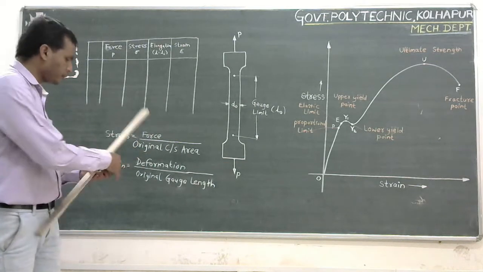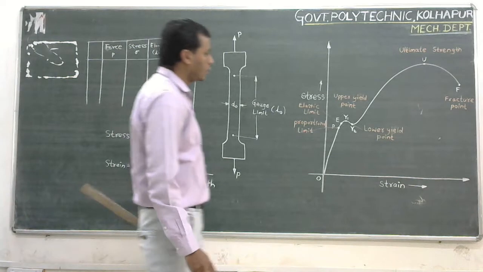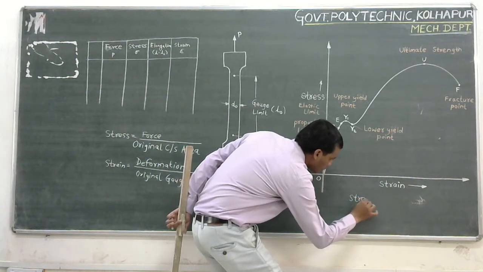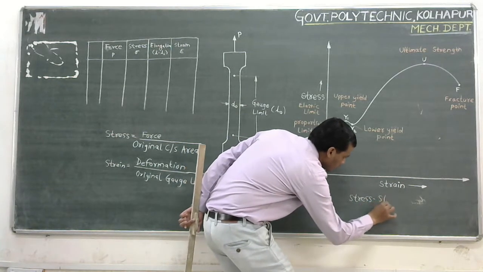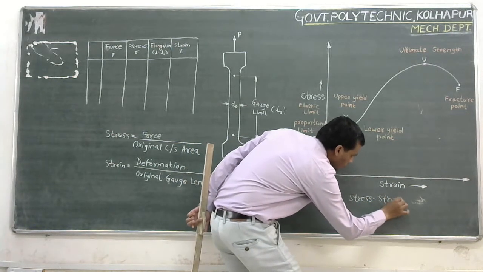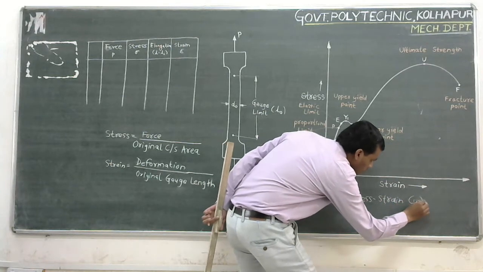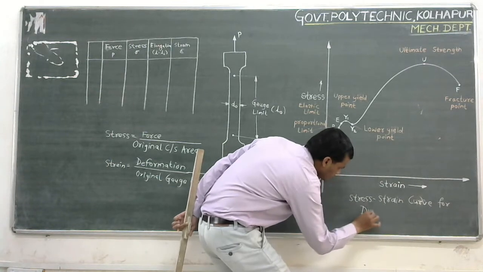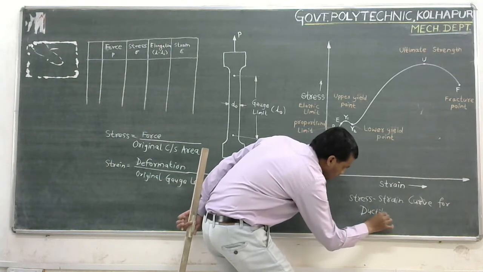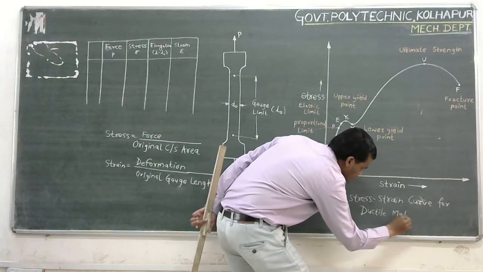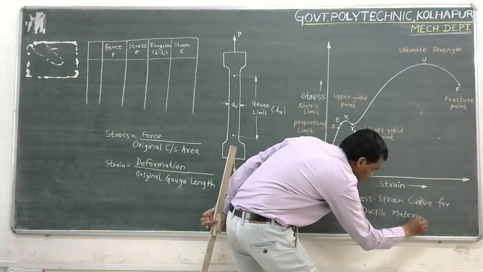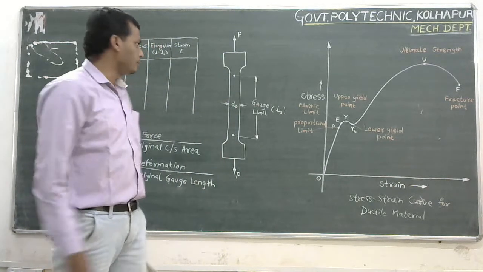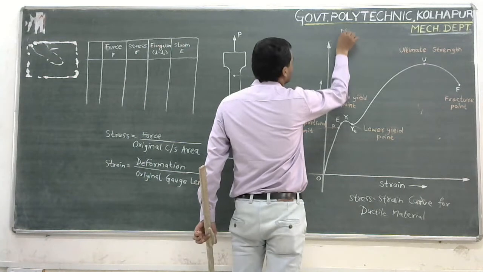Okay, this is the stress strain curve for ductile material. To be very precise, this is a curve for mild steel. Okay, this is the curve for mild steel.